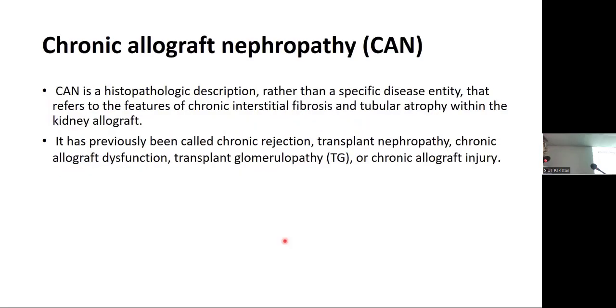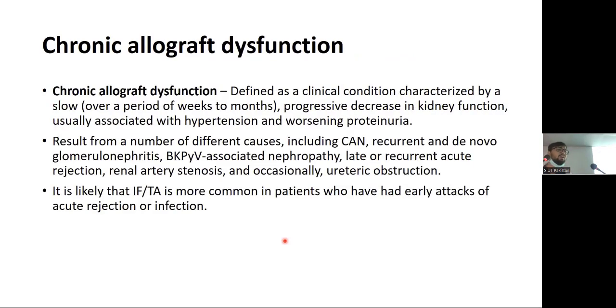Now, coming to chronic allograft nephropathy, it is a histologic description rather than a disease entity that refers to the chronic interstitial fibrosis and tubular atrophy within the kidney allograft. It has been previously called chronic rejection, transplant nephropathy, chronic allograft dysfunction, or chronic allograft injury.